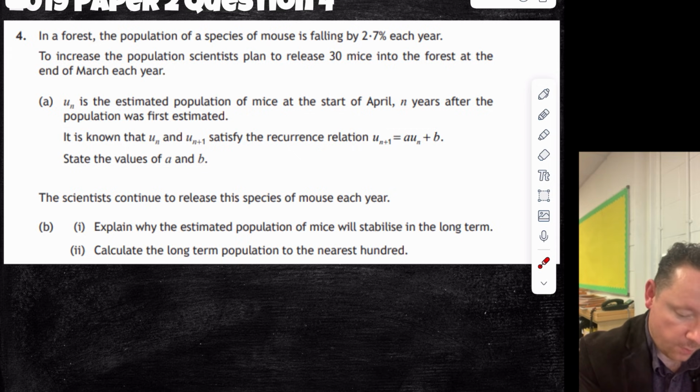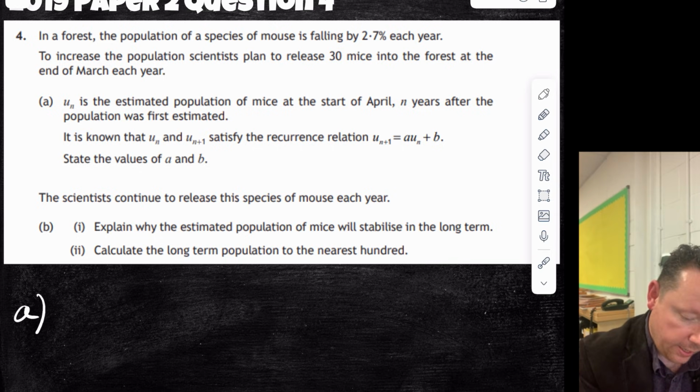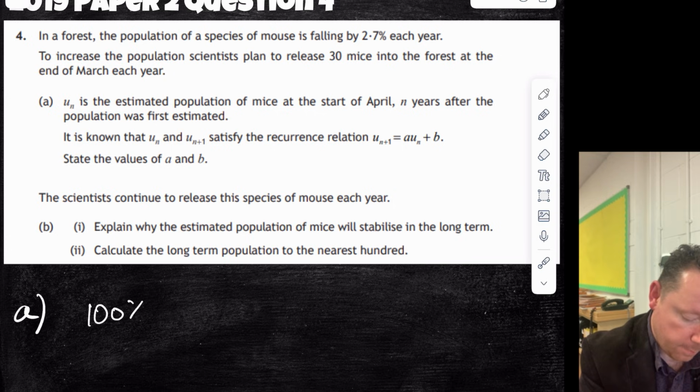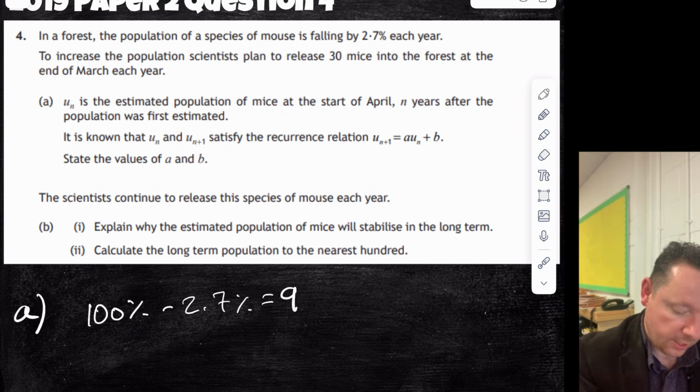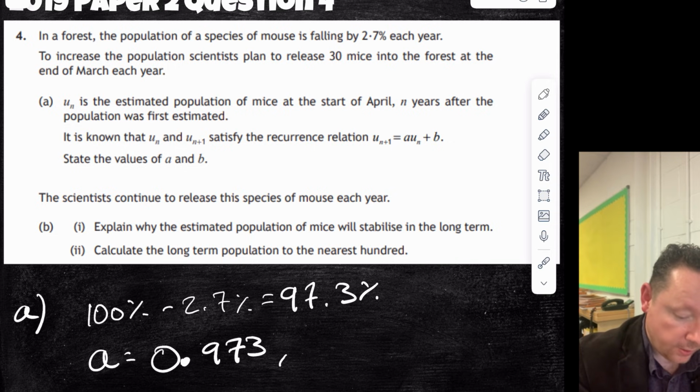So for part A, it's really about pulling out the information from the question. So let's have a look at this. We have it's falling by 2.7%. So to work out A is going to be the percent times U(n), but what's left over? So it's 100% minus 2.7%. That gives me 97.3%. So A is equal to 0.973. And then B, we plan to release 30 mice into the forest at the end of each year, so B is 30.